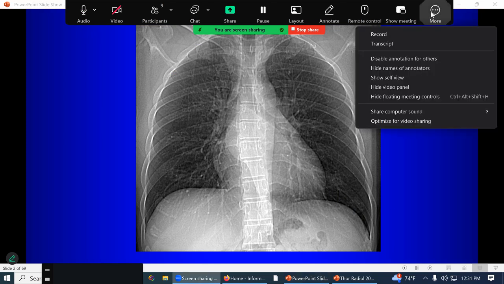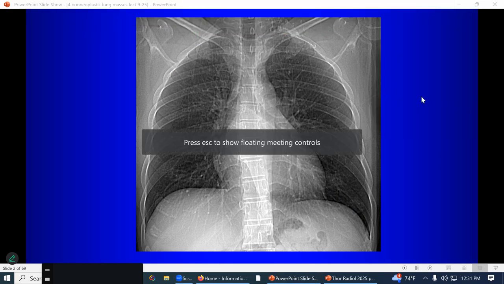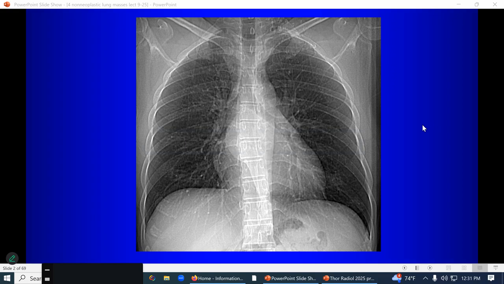Okay, so our next category, non-neoplastic lung masses. All right. So what is abnormal about this chest radiograph?